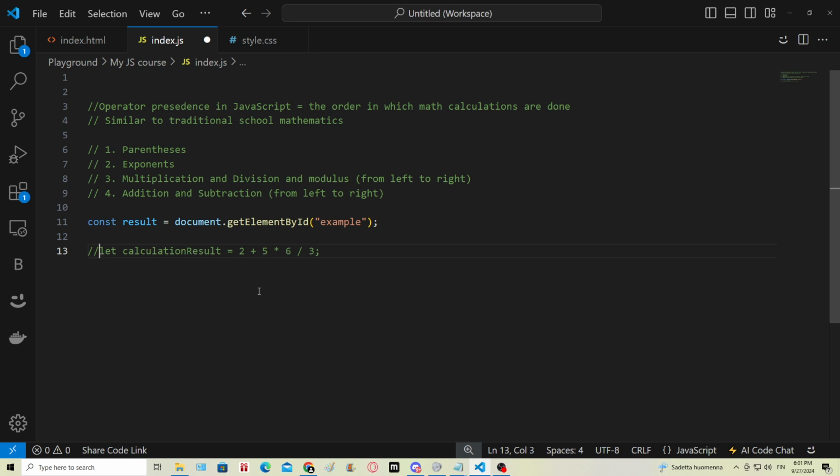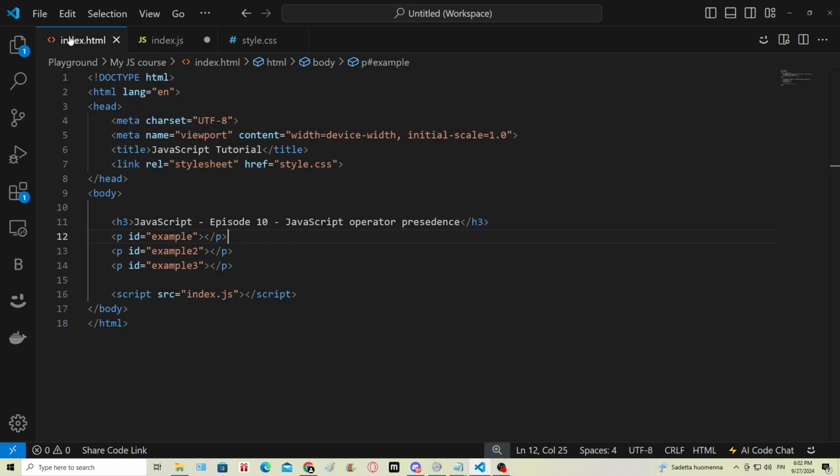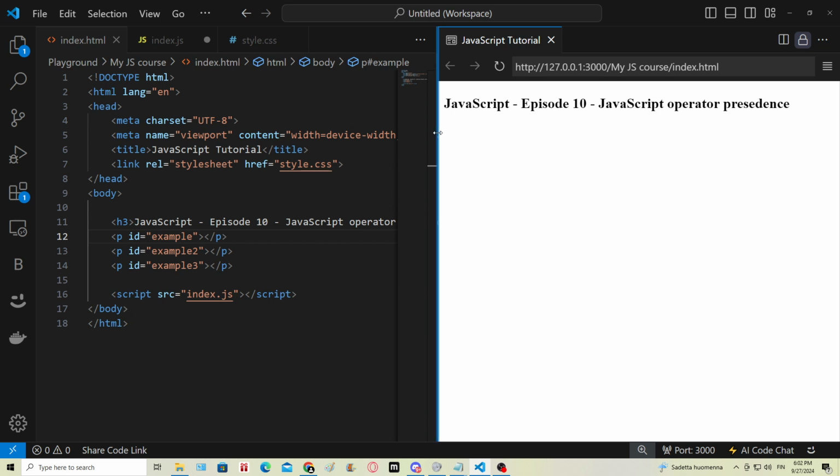So here we have a calculation: 2 + 5 * 6 / 3. When we are going through this list, we first check for any parentheses. Well, there's none. Then we check for exponents. There's none. Then we check for multiplication. We have one over here, so we'll work our way from left to right. So 5 times 6 is going to be 30. And I'm gonna open my website.